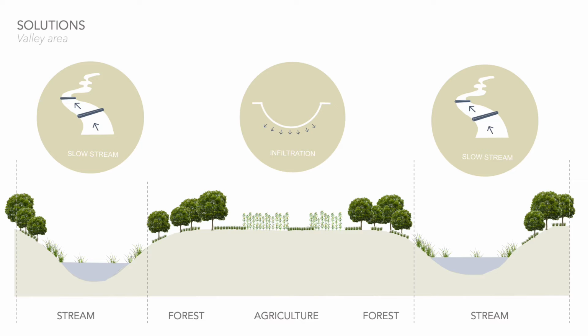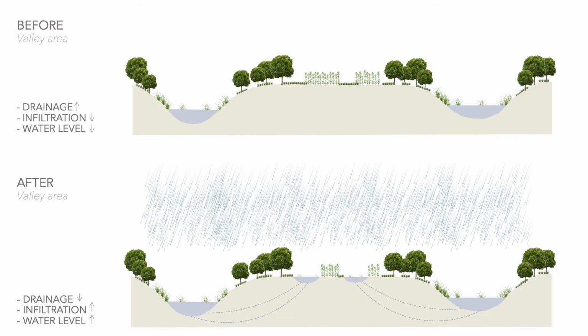The solution for this is to retain and infiltrate as much of the water as possible in the higher lying parts of the valley, and in the lower lying areas to ensure a slow water flow in the streams. If we disconnect drainage from agriculture, we can create infiltration areas in the higher parts, where the water can infiltrate into the ground, and the water level will also rise.